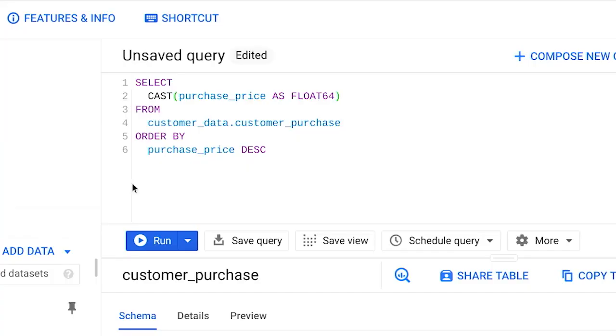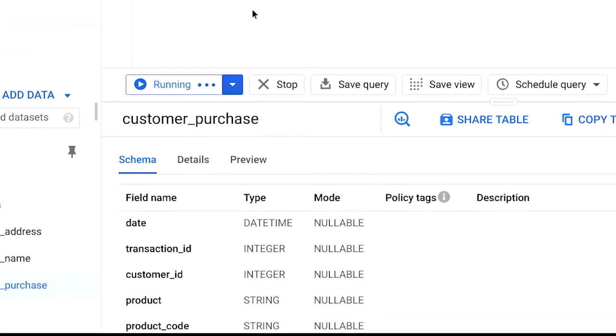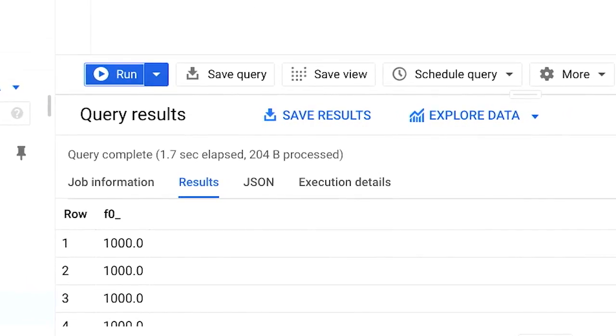We also need to sort this new field, so we change purchase_price after order by to cast purchase_price as float64. This is how we use the cast function to allow SQL to recognize the purchase_price column as floats instead of text strings. Now we can sort our purchases by purchase_price. And just like that, Lauren's furniture store has data that can actually be used for analysis.